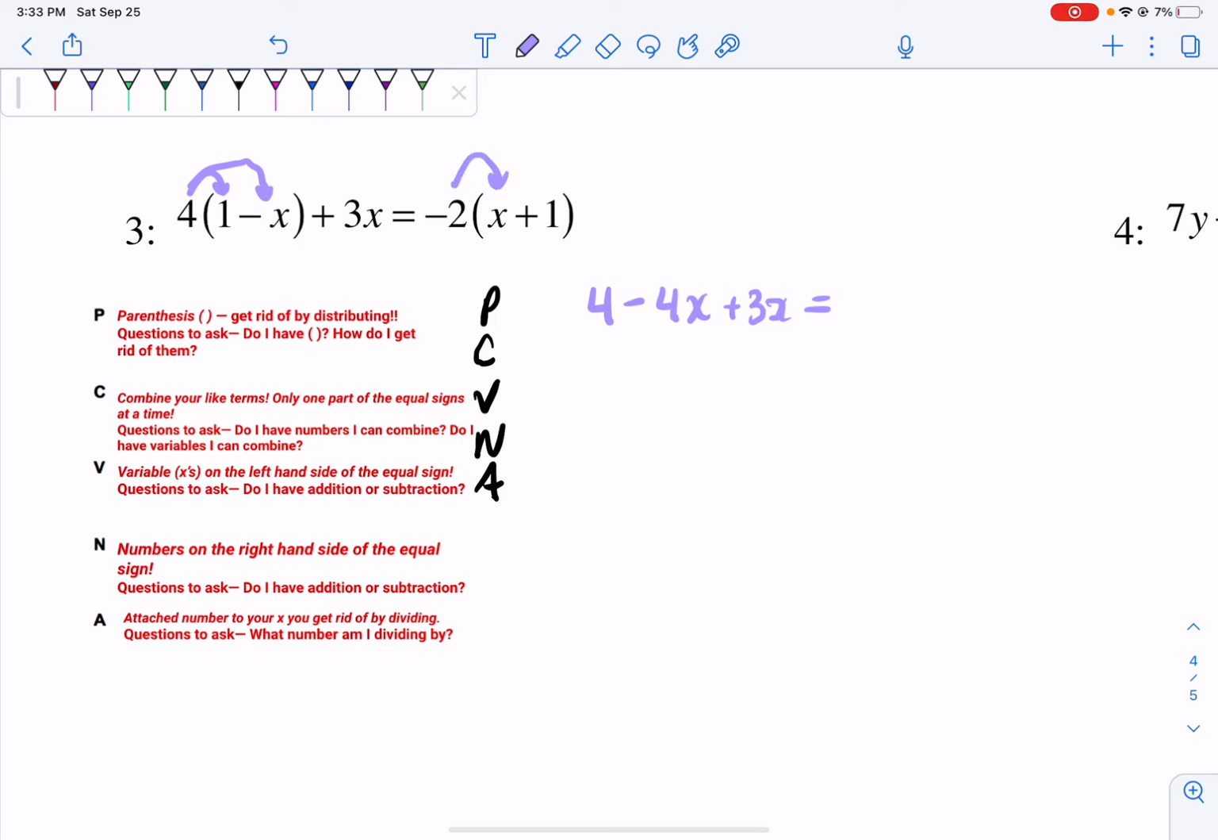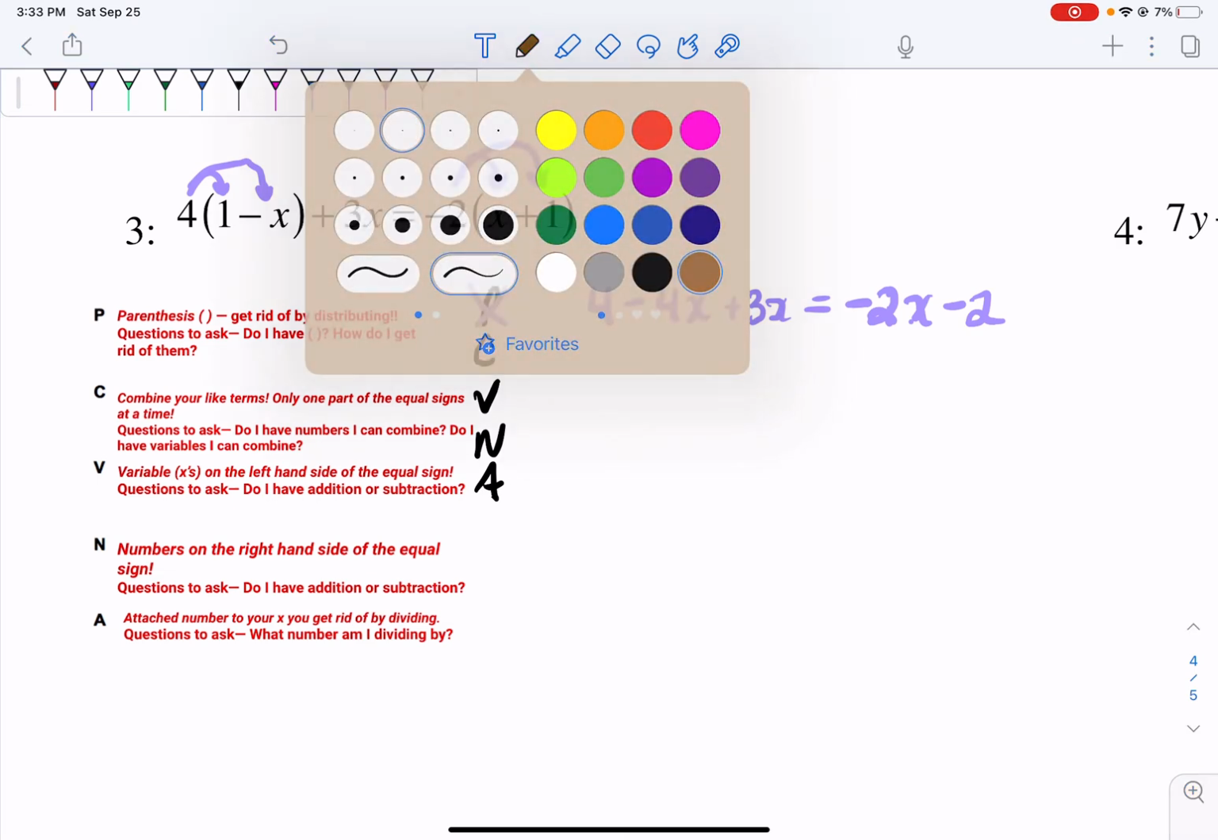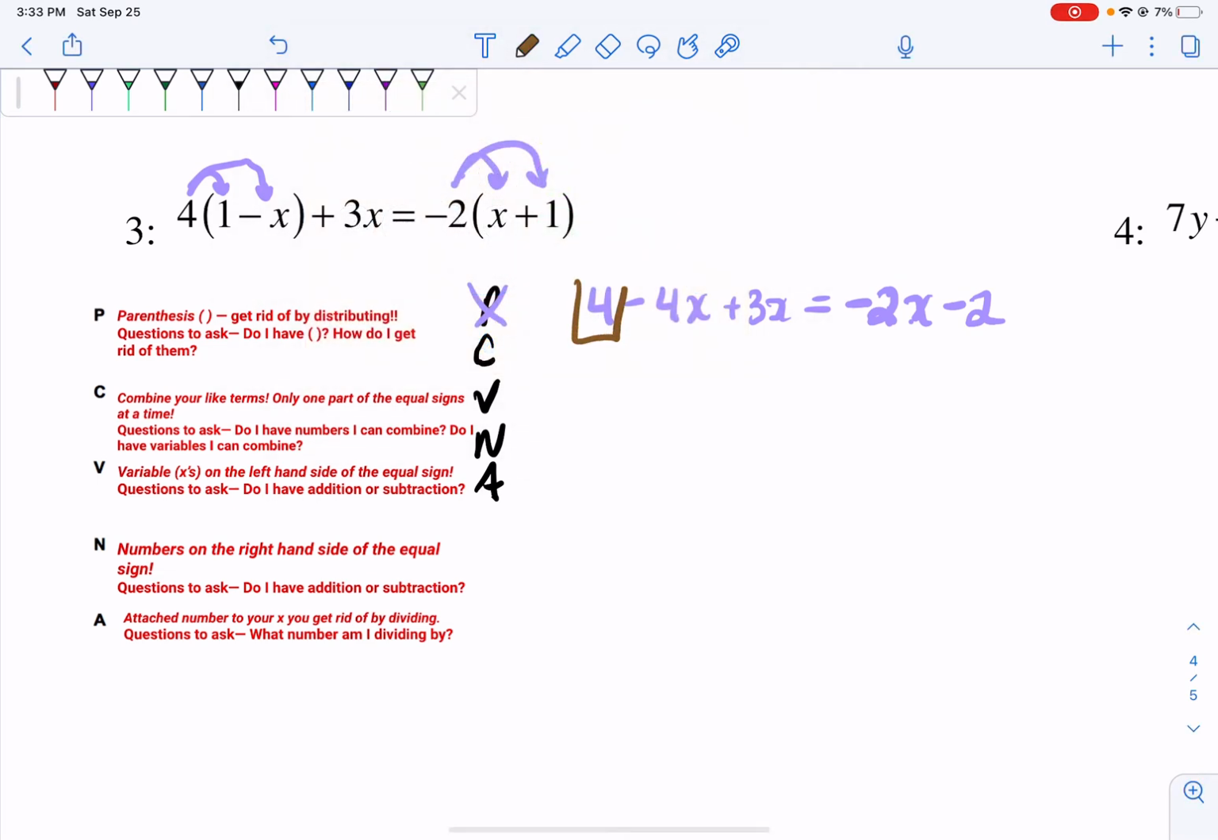Distribute your negative 2 to your x plus 1. Negative 2 times x is negative 2x. Negative 2 times a positive 1 is a minus 2. Now I have no more parentheses. Now I need to combine like terms. So I ask myself, what can I combine with a 4 on the left-hand side? I can't combine anything. So I just have a 4.